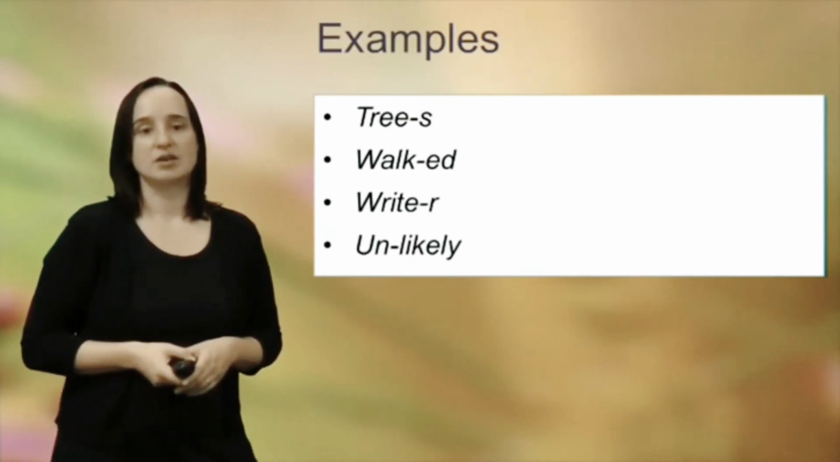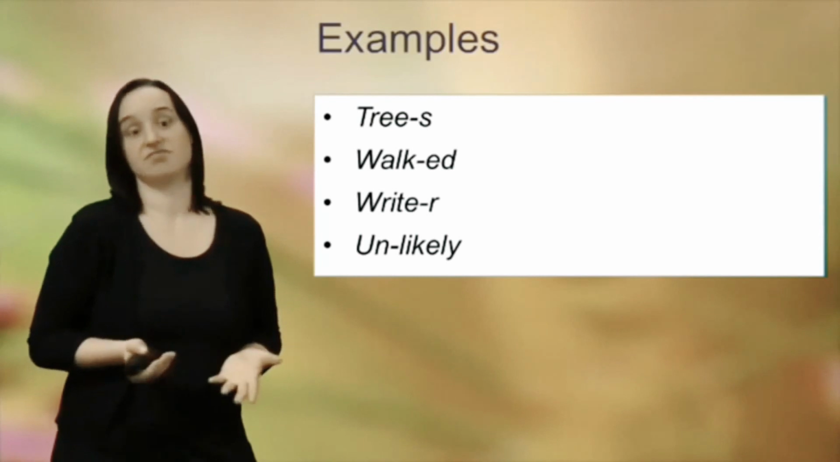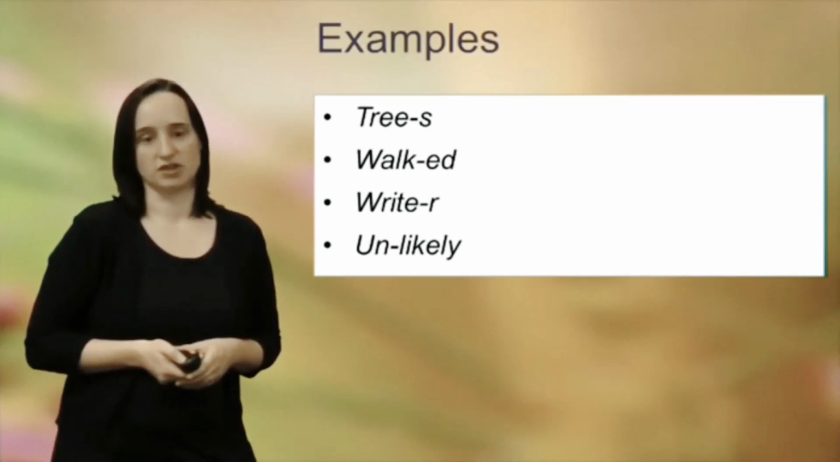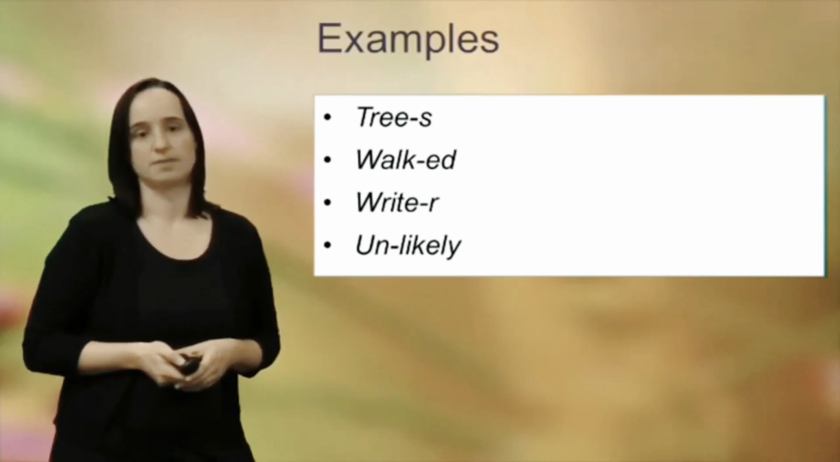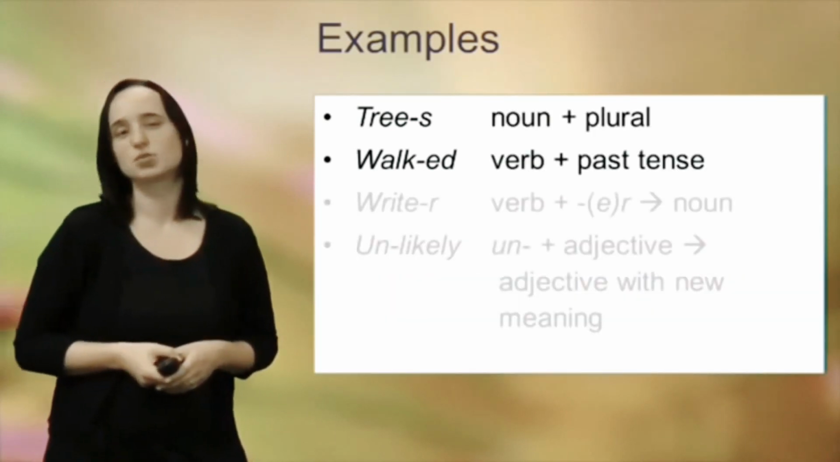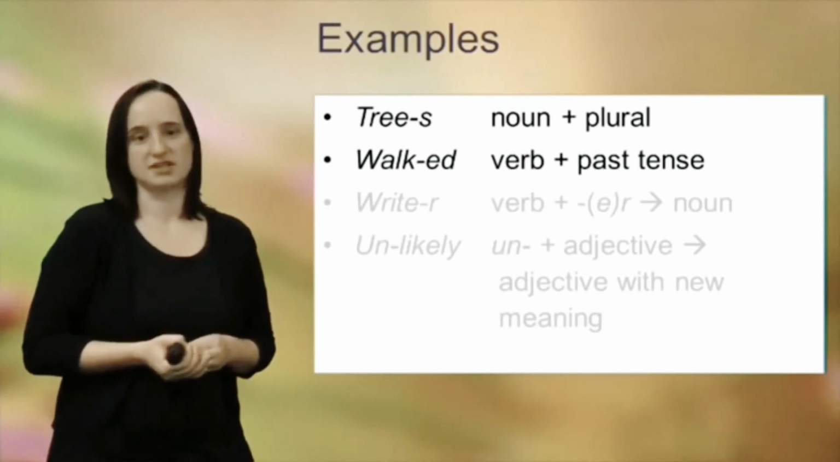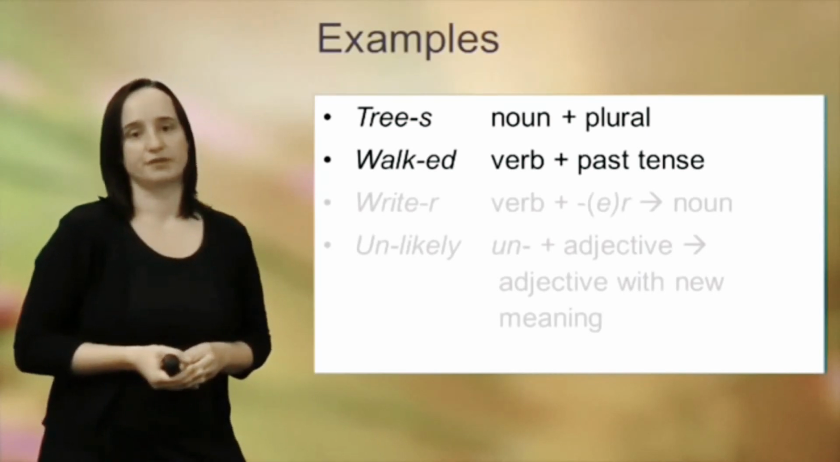And unlikely consists of un and like and ly, but in this case we're just going to focus on these two elements, un and likely. Let's look at these in pairs. The first two of our examples, trees and walked, can be divided up in the following way.